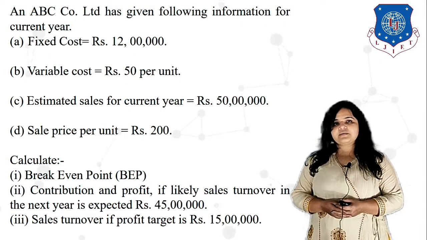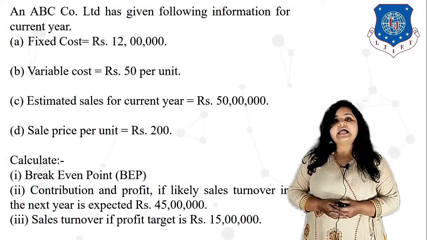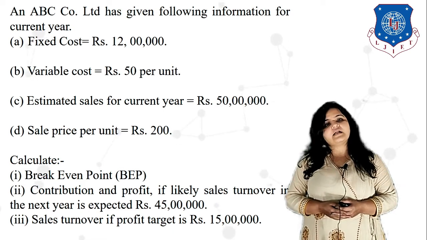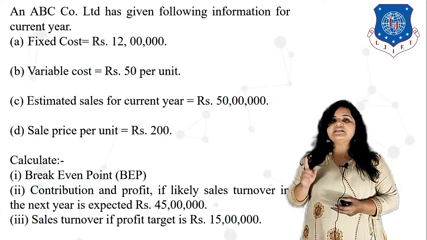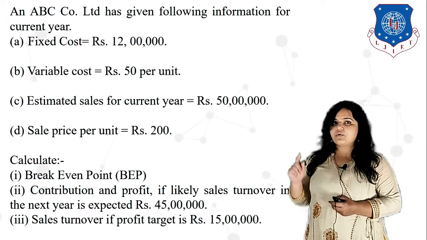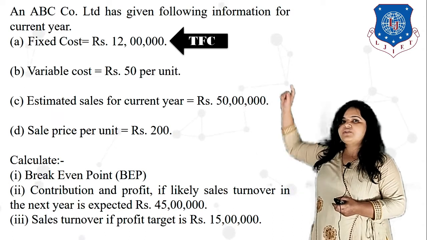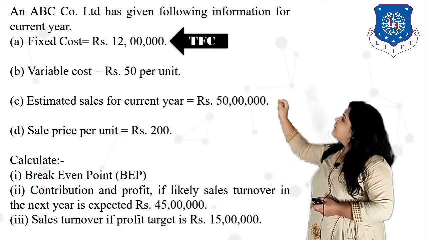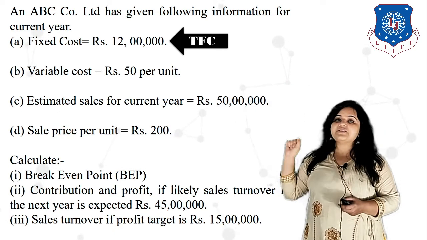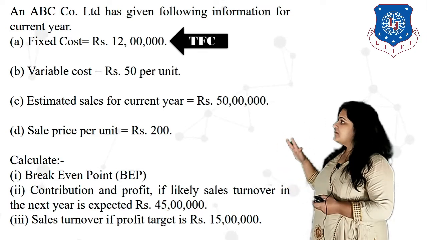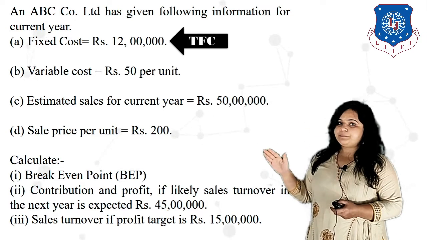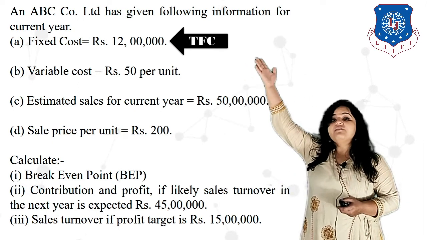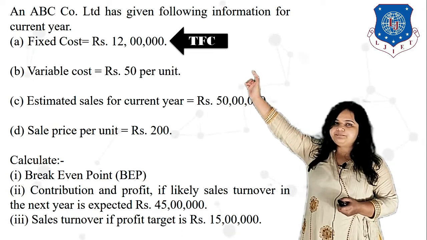The first numerical given to you is as follows. ABC Corporation Limited has given the following information for the current year. Fixed cost is equal to rupees 12 lakhs. What is this fixed cost? This is obviously TFC or total fixed cost. It is given that fixed cost is equal to rupees 12 lakhs. It is nowhere written that it is fixed cost per unit. If it is not given per unit, then obviously it is total fixed cost, which is denoted by TFC.